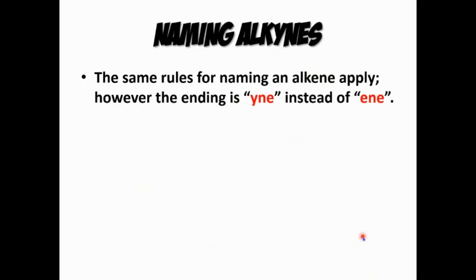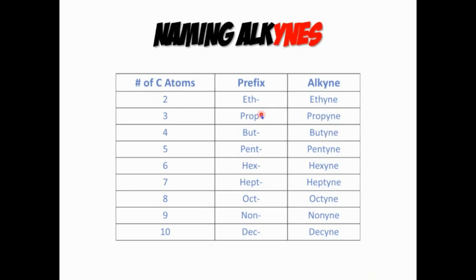The triple bond is a reactive site for other atoms to bond to the carbon atom. And then in terms of naming alkynes, the same rules of naming the alkene will be applied. However, the ending of the name is -yne instead of -ene, because we are now dealing with triple bonds. So these are the prefixes and their respective names in alkynes: ethyne, propyne, butyne, pentyne, hexyne, heptyne, octyne, nonyne, decyne. So that is its example.